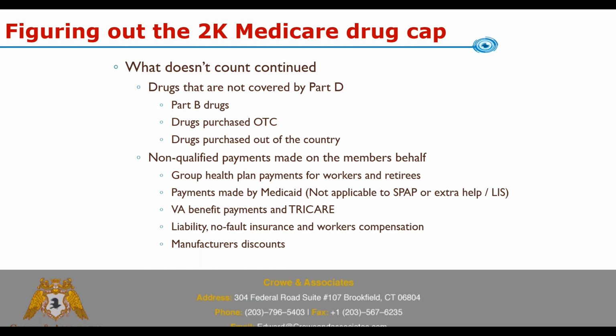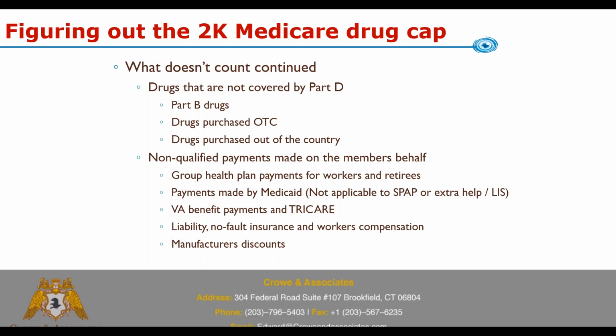Drugs purchased OTC and drugs purchased out of the country, such as through a Canadian pharmacy, do not count towards the cap. What also doesn't count, to make it a little confusing, are non-qualified payments made on the member's behalf. So we talked about payments made on their behalf count, but it depends on who it's made on their behalf from. So group health plan payments for workers or retirees do not count.